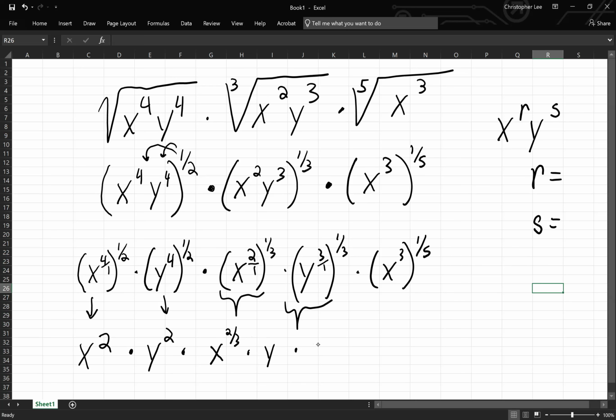All right. Last but not least, this is going to be x to the what power? Remember that this is x to the third raised to the 1/5. So it's like 3/1. So it's x to the perfect.